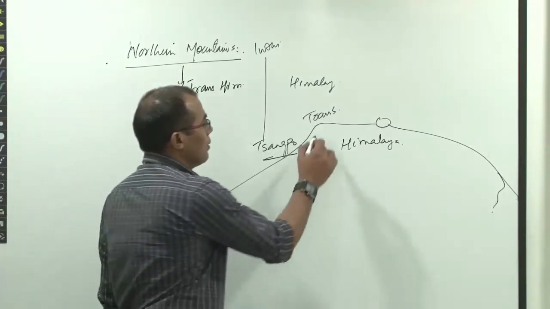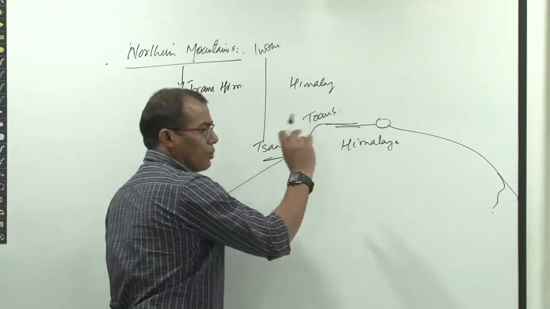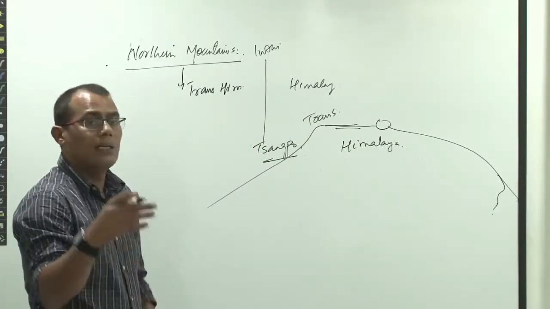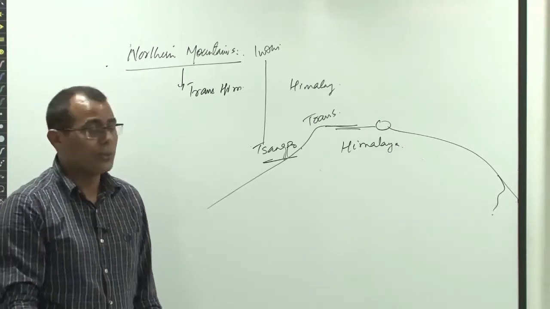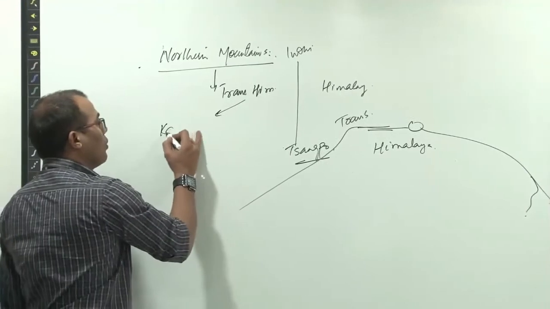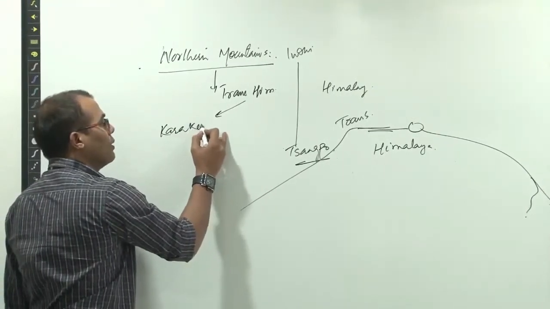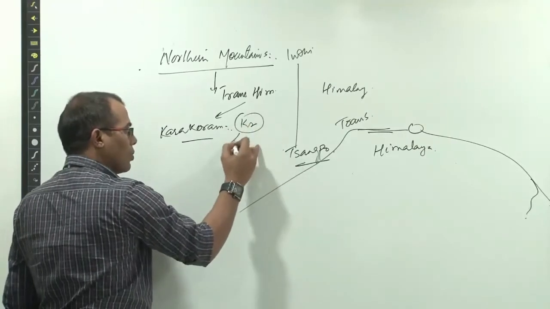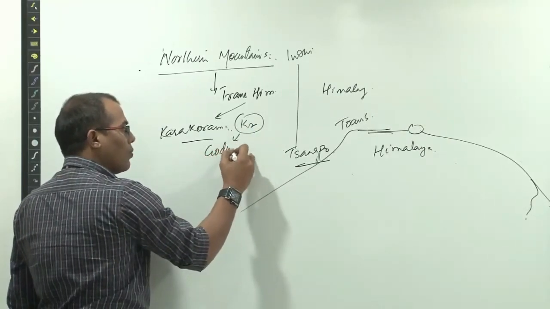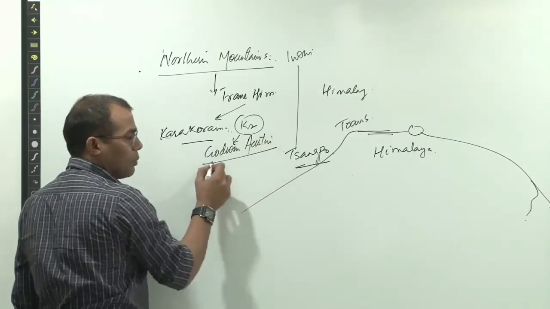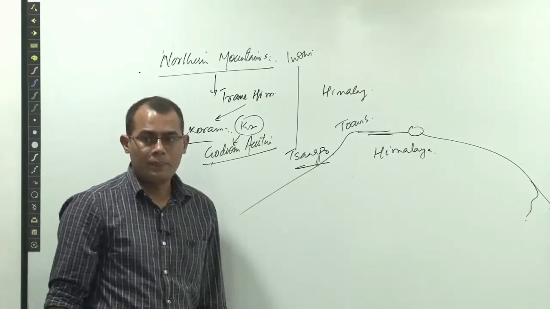Why is it this? Because that is the suture zone, the zone of connection between the continent-continent collision and Tethys-continent collision, ocean-continent collision. Among this we have Karakoram. The highest peak of Karakoram is K2, and that's also known as Godwin-Austen. That is the highest peak of India, right?